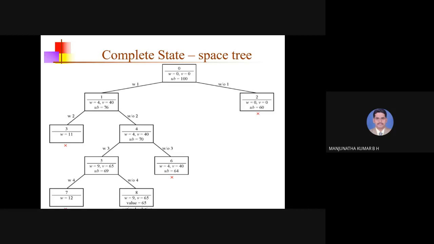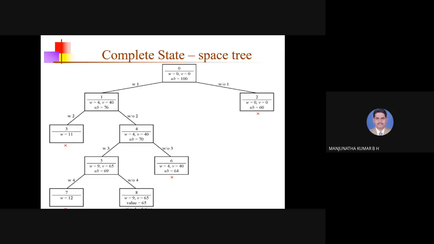Next level, node 1 and node 2 are calculated with item 1 and without item 1. Again calculate the upper bound for both the nodes, compare the upper bounds, and take the maximum one, 76. That is node 1. Explore node 1 with 2 and without 2. You will get node 3 and node 4. Node 3 weight is becoming 11, which violates the constraint. Stop that node 3 there itself.